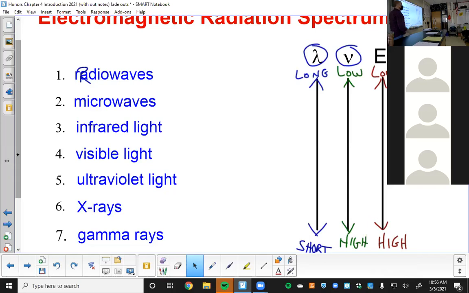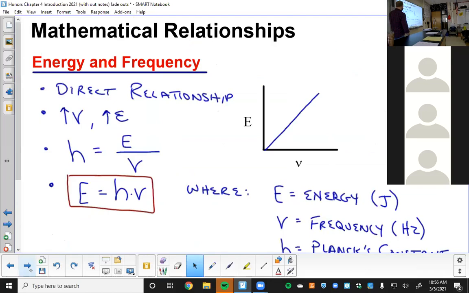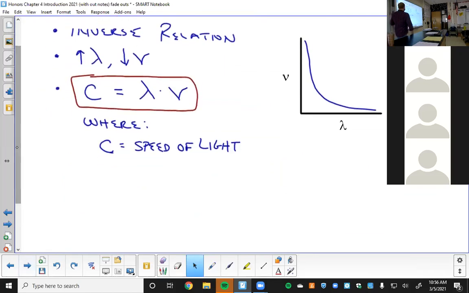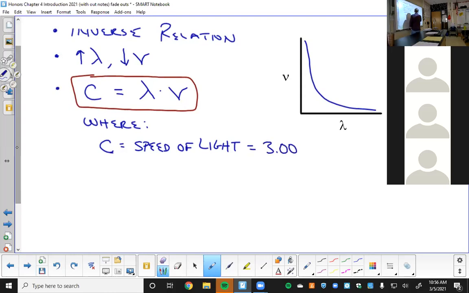Gamma rays and radio waves, they all travel at the same speed because they're all electromagnetic waves, and all these electromagnetic waves travel at the speed of light, which is 3.00 × 10⁸ meters per second. Pretty fast.